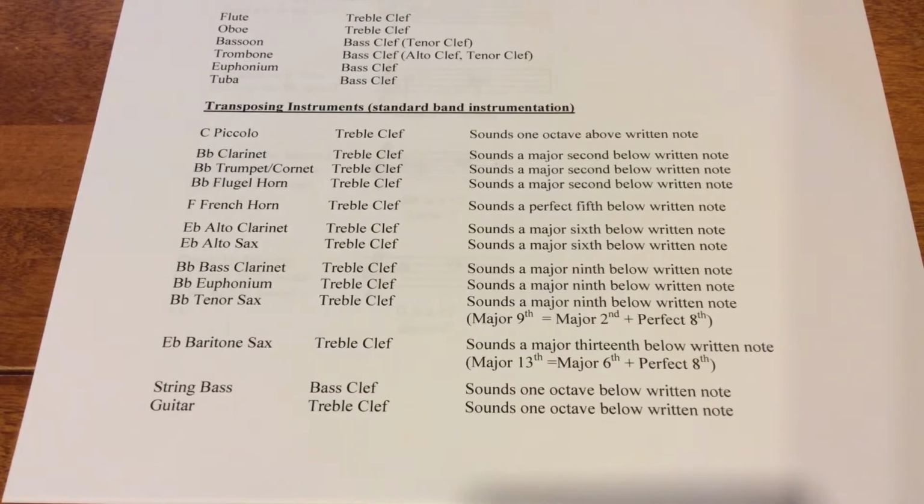And we see some more B-flat instruments. However, this time we'll notice the bass clarinet, euphonium, and the tenor sax, they sound a major second below, but also we have to add an octave to that. So they actually sound a major ninth below what's written. As we move down, the bari sax, this one is also treble clef, but it sounds a major 13th below, which is also a major sixth like it was for the alto sax and the alto clarinet, except we also add an octave in this case, so we get the major 13th.